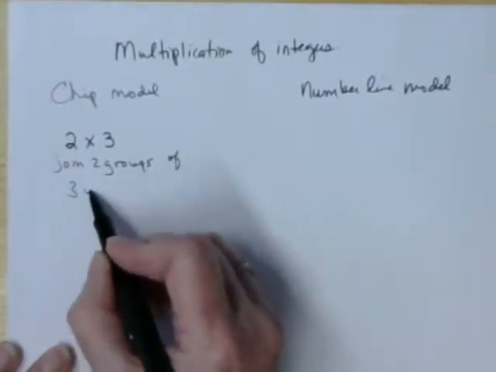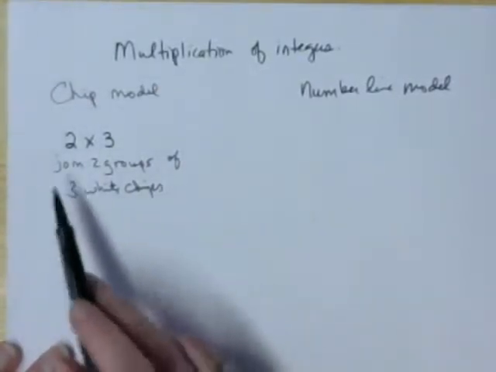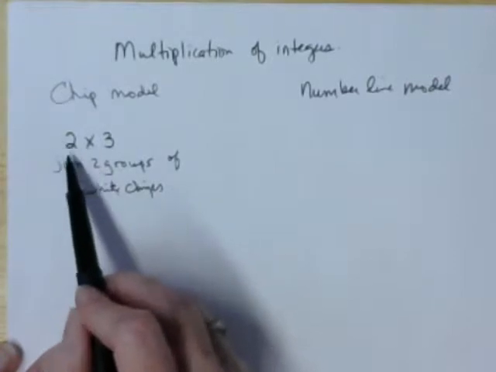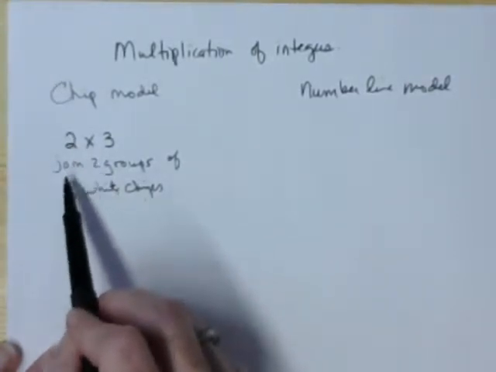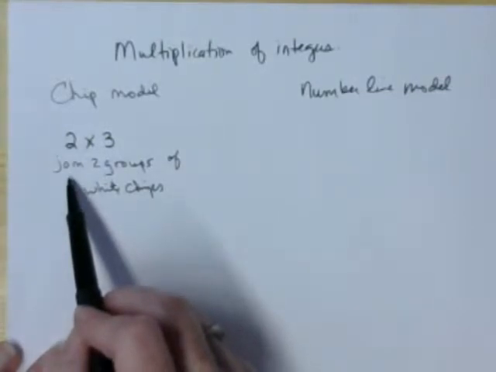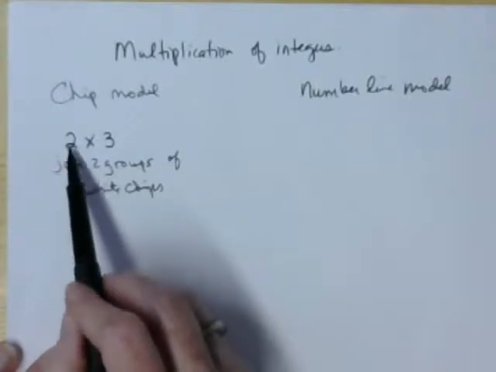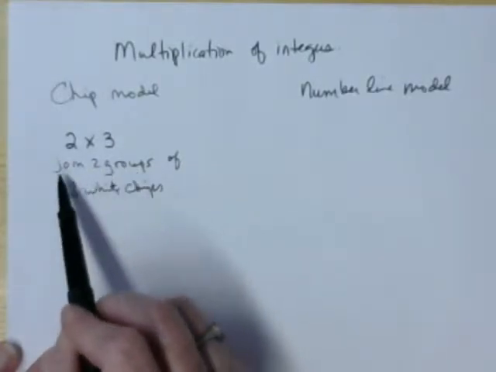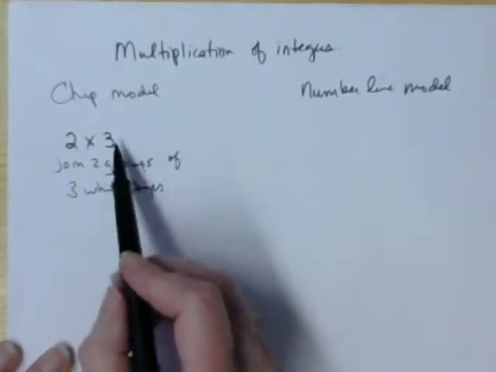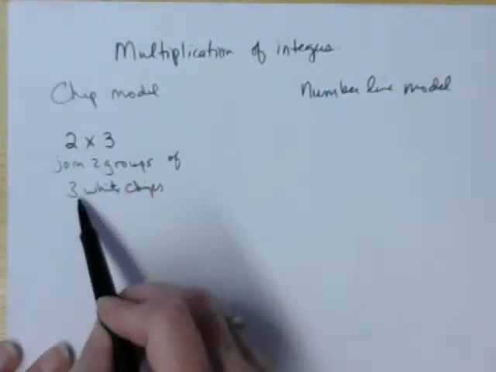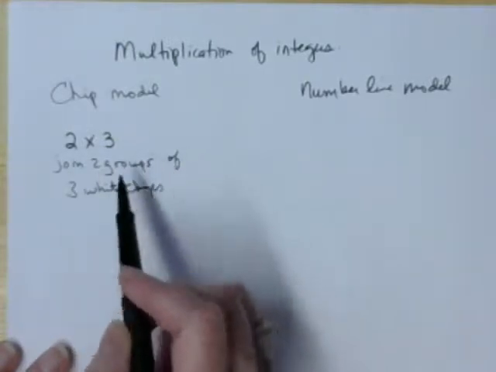of 3 white chips. Now, the reason I got this particular interpretation from the problem is that the first factor, being positive, tells us that we're going to do a join. And the 2 part of it tells us that we're going to be joining two groups. Now, what are the groups consisting of? That comes from the second factor. Since this second factor is positive, that tells us that the chips are white and there's going to be 3 of them. So this says to join two groups of 3 white chips.